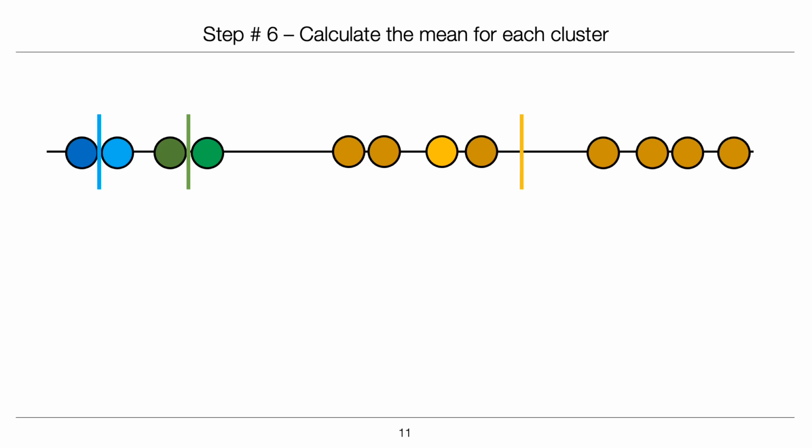So for the blue cluster, we take the 2 data points that belong to it and average their position. And then we get this blue line that indicates the new cluster center. The new cluster center is the average or mean position of the data points that belong to it. Therefore, the technique is called k-means clustering. So we have these blue, green, and yellow vertical lines to indicate the cluster centers of the 3 newly defined clusters.